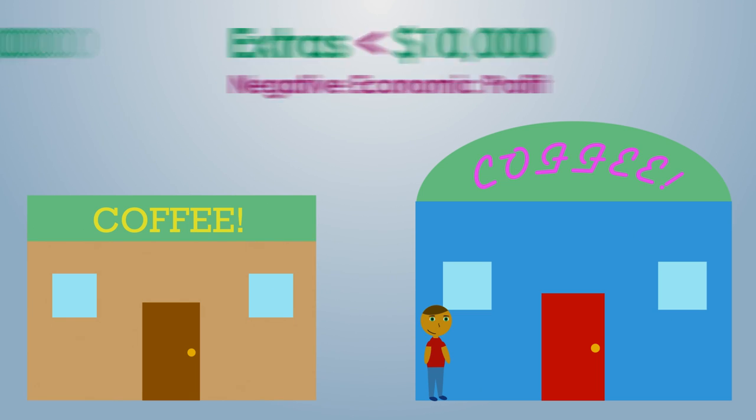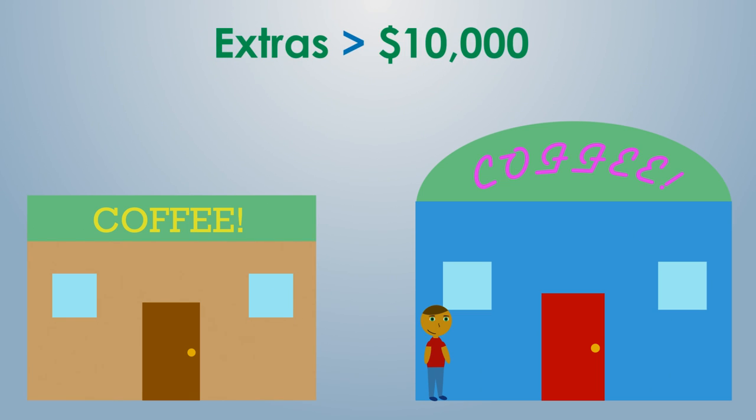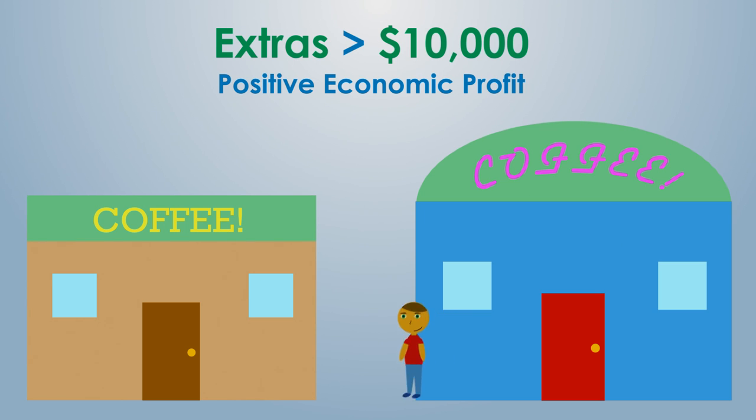If Zane values the extras at more than $10,000, then he will have a positive economic profit at his shop. This means that he would continue to own his coffee shop, and his economic profit would be above normal in a perfectly competitive market. Of course, it is difficult to put a financial value on things like autonomy or community, and Zane admits that having some extra money would be nice.